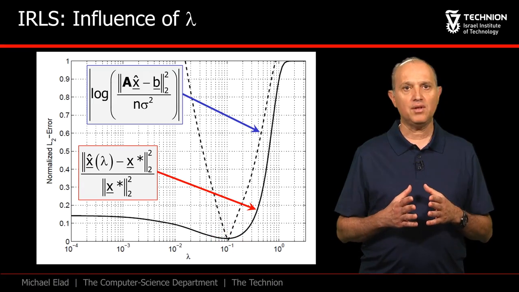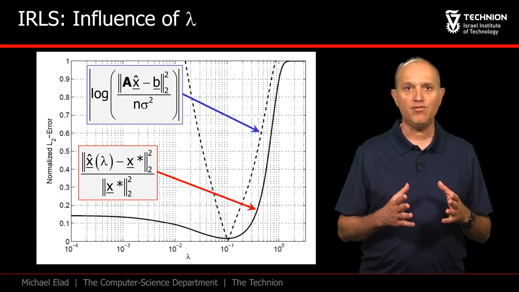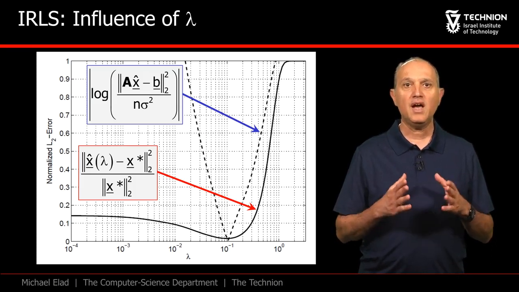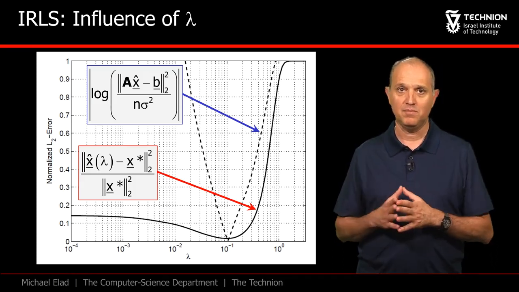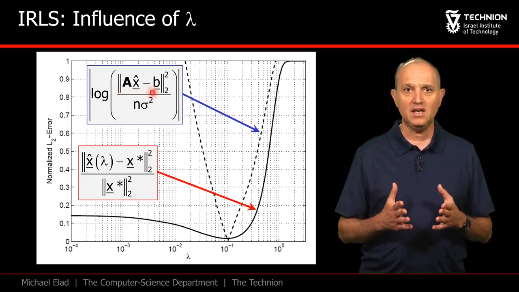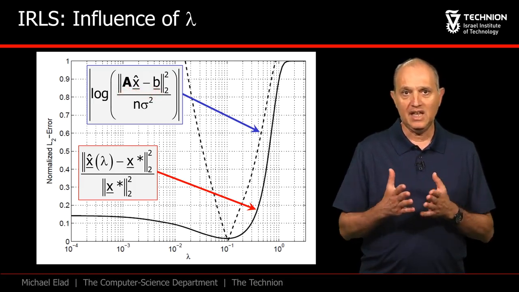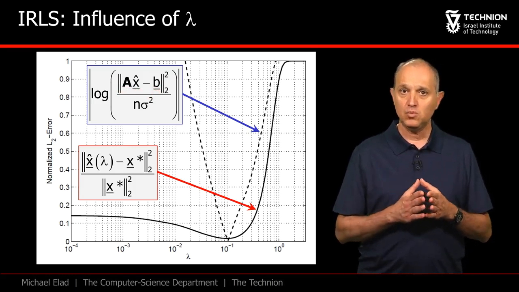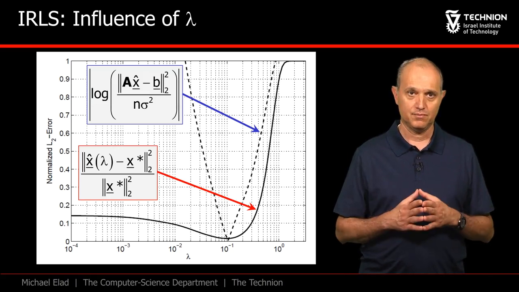How could we tell that this is the best lambda value if we have no access to x star? The answer is based on the energy of the residual, Ax minus b. When x star is plugged into this residual, the error is exactly the added noise, and its L2 norm squared is given by n times sigma squared. This would serve as our epsilon squared.